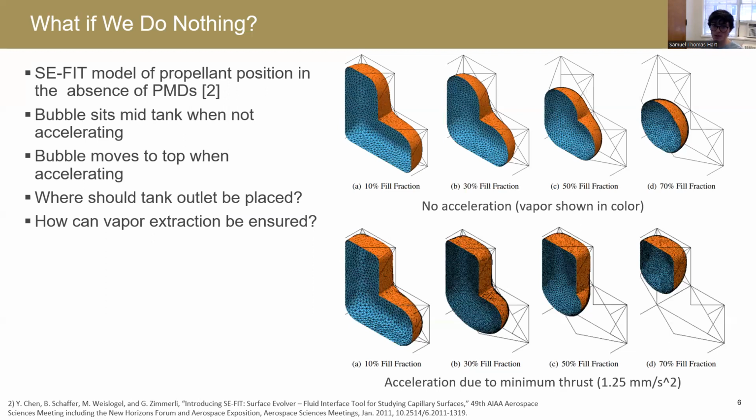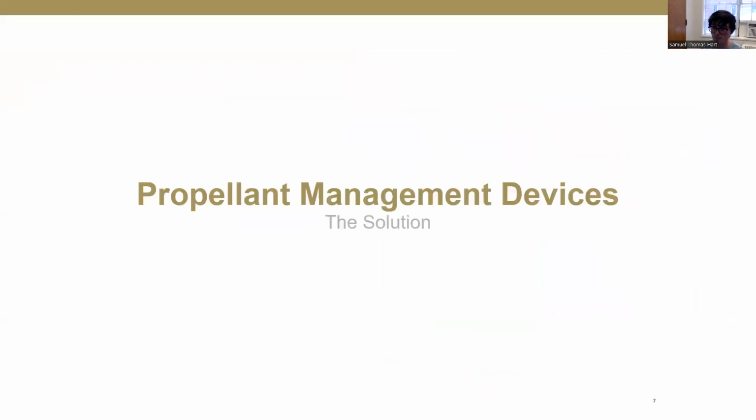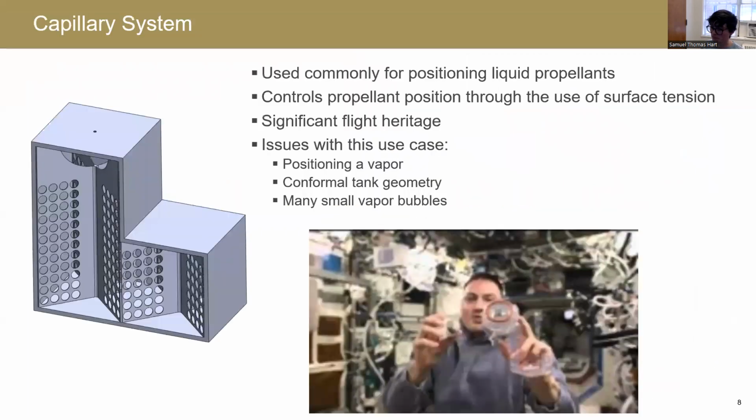So right away, you see we could not extract a vapor from the tank by just having the propellant outlet in the elbow. And in fact, the bubble won't reach that elbow again until we're down to a fill fraction of 50%. So half our propellant is gone before we ever touch that elbow again. So this is a problem because it means there's not a single place that we could put the outlet of the tank where we could consistently extract a vapor. So we need to do something about this. Now, propellant management devices are our solution to this problem.